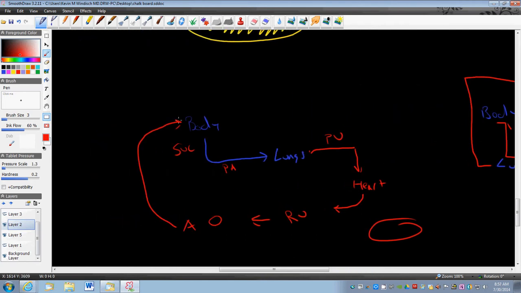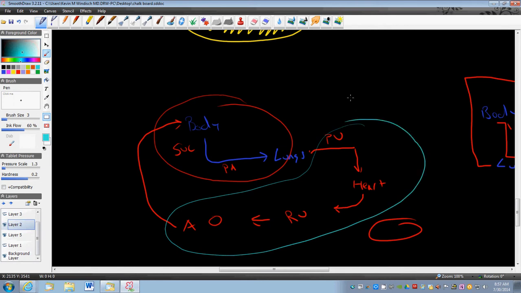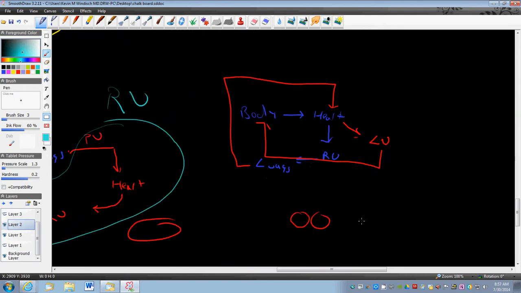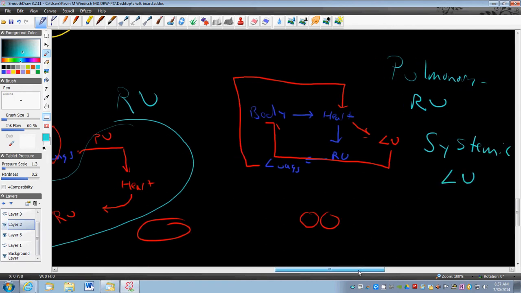Okay, so you have made here the right heart, or the pulmonary circulation, pumpless. And the left side of the heart, or the systemic circulation, is actually being done by the right ventricle. Whereas over here, the pulmonary circulation is handled by the right ventricle, and the systemic circulation is handled by the left ventricle. What is the implication of that for the patient?